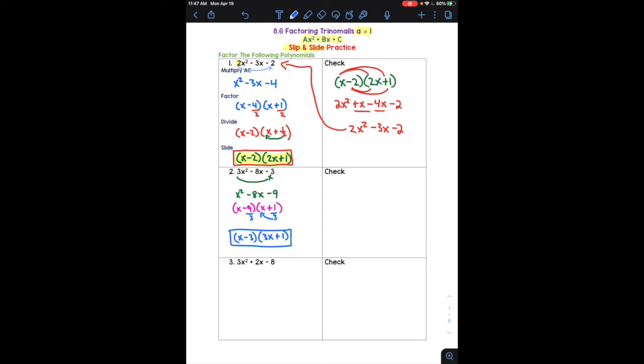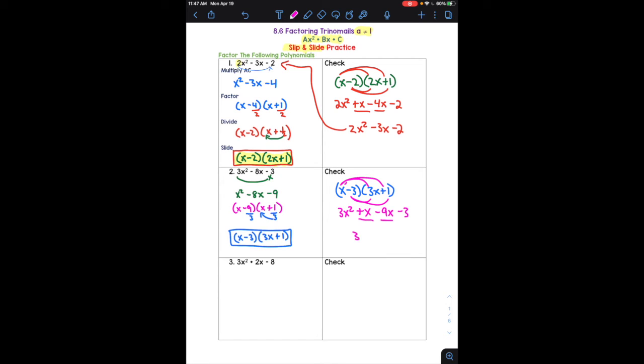Over on the right, let's check to make sure that these factors are correct and that x minus 3 times 3x plus 1 are in fact factors for our trinomial. I'm going to distribute: x times 3x is 3x squared, x times 1 is x, and then negative 3 times 3x is negative 9x, negative 3 times 1 is negative 3.